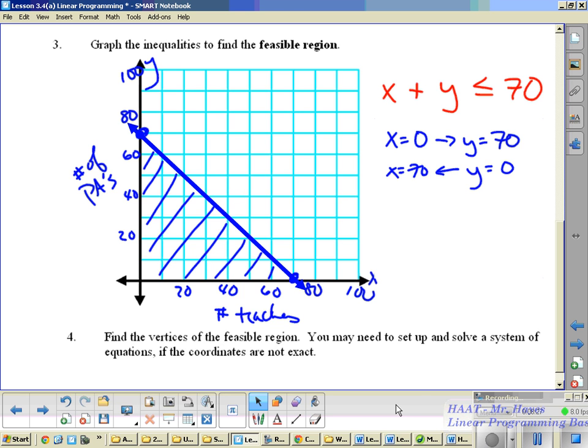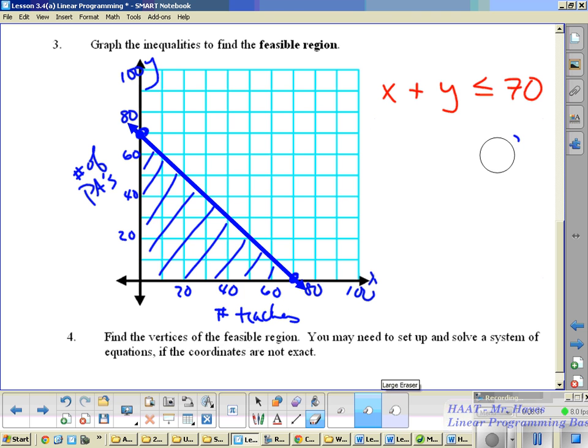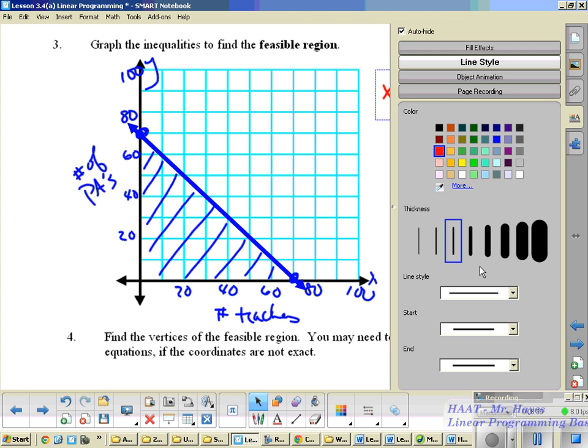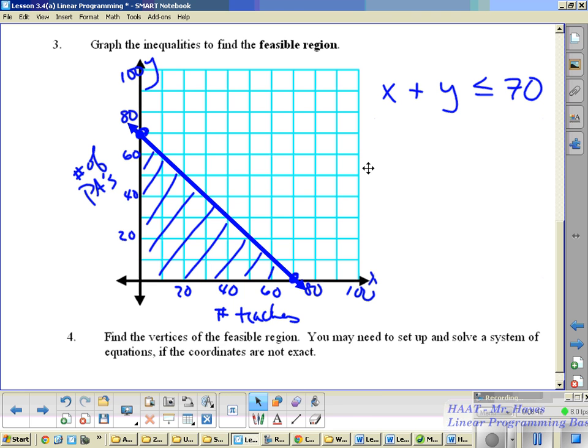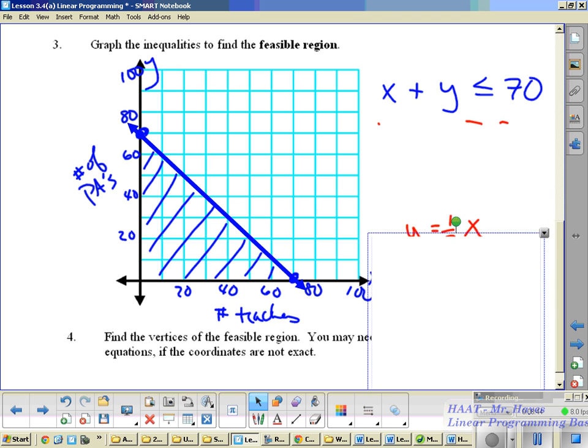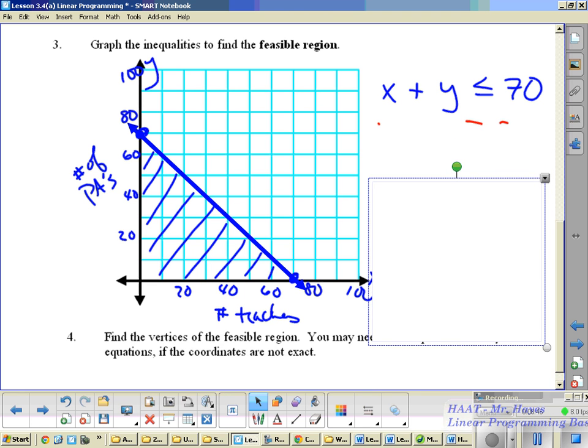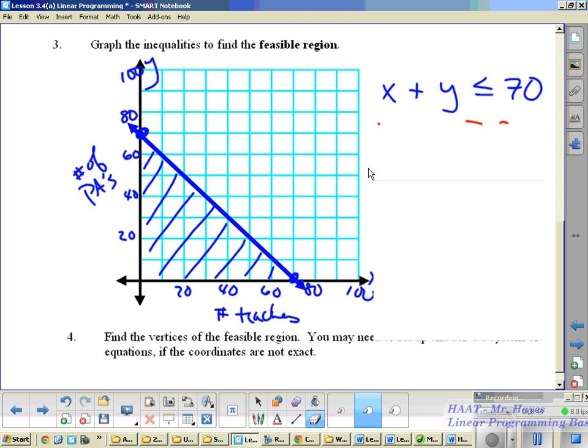So now what we're going to do is we're going to do the same thing. Oh, by the way, here, let's do this. I'm going to change this to blue so we can match the equations with the graphs. So now we're going to do the same thing with the next equation, or next inequality, excuse me. Apparently I erased it. Not good.